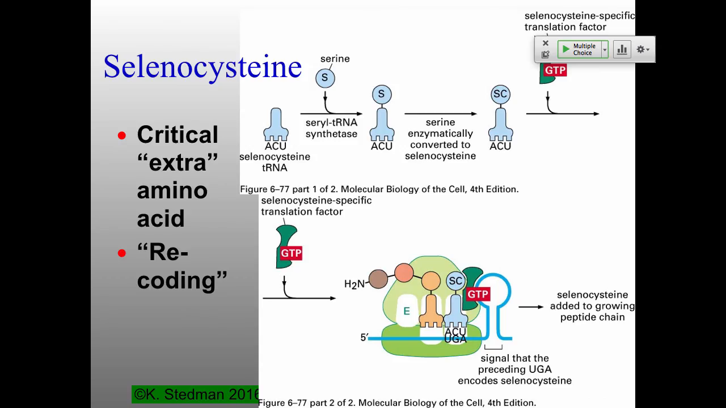Another thing that I wanted to mention is we talked a little bit about the amino acids, how many amino acids we have in the normal genetic code, 20.